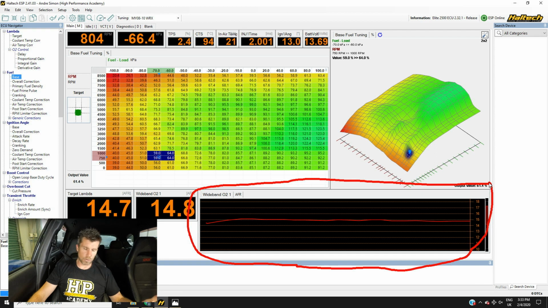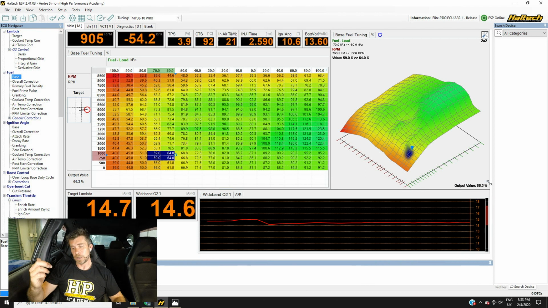And you can see it's moving around a little bit because right now, while I'm just talking, I've got the air conditioning running, so that's why we can see it moving a little bit rich and a little bit lean at idle. When we get into this, I will disable the air conditioning so we don't have anything upsetting what's going on.